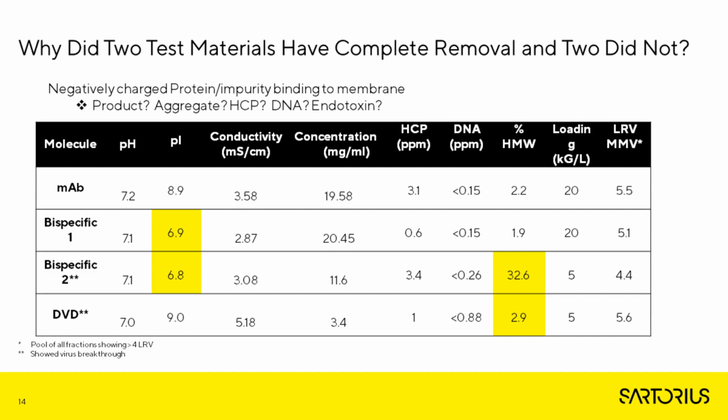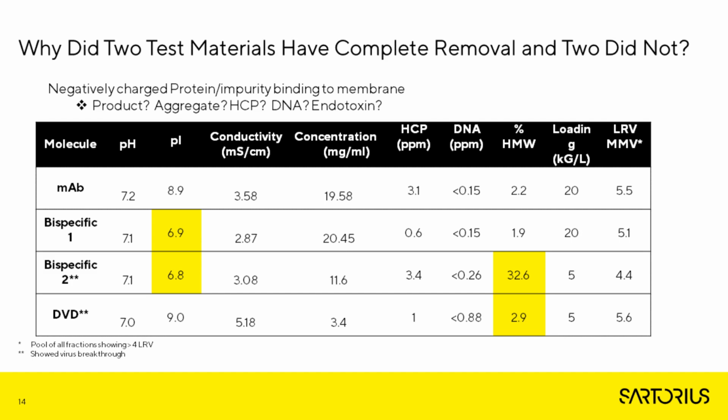So last, the DVD molecule also showed a decrease in virus reduction after 5 kilograms per liter. So the PI of this molecule is high. The impurity levels are low. So I would really not expect to see a reduced capacity based on this information. However, an aggregate level of 3% seems low, but there may be some negatively charged aggregate that is binding to the membrane, causing the decrease in virus retention.